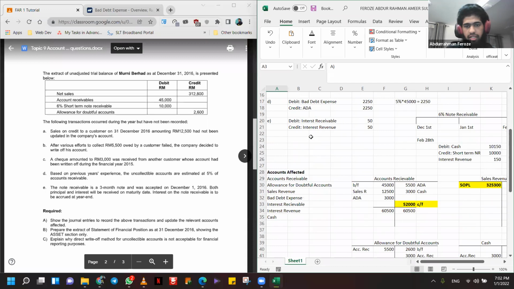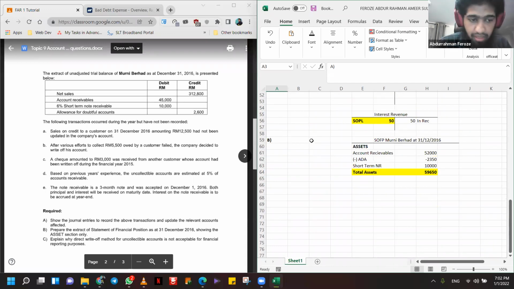Okay, so that is part A and that is part B. Part C is: explain why direct write-off methods for uncollectible accounts is not acceptable for financial reporting purposes. So I explained this in the beginning.